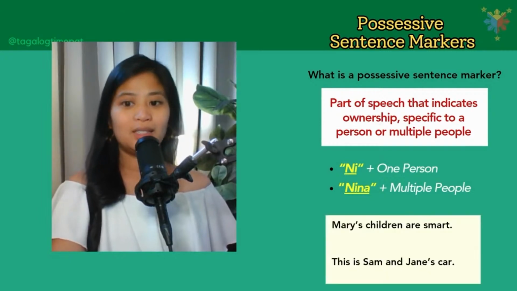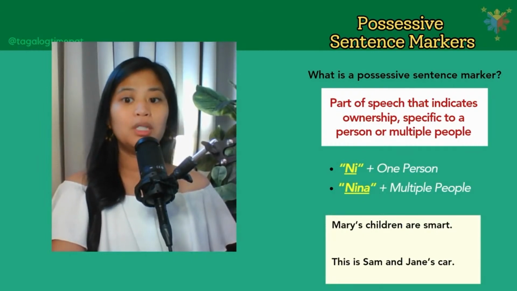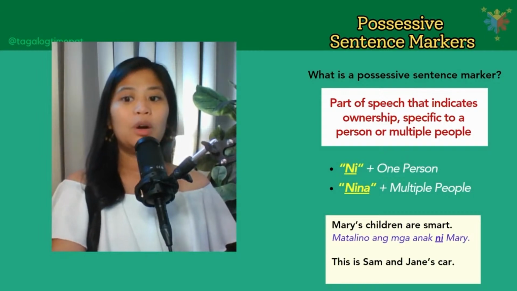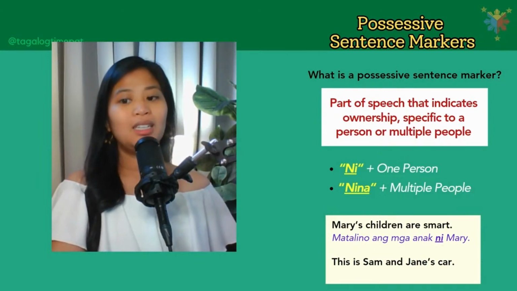So take a look at this. Mary's children are smart. So it's just one person. It's Mary. It would be matalino ang mga anak ni Mary. So this is the same sentence structure. It's the adjective, then it's the word ang, then it's the object. And instead of a pronoun, now we're adding someone's name. And in order to do that, we have to use this possessive sentence marker, ni, because it's just one person. Matalino ang mga anak ni Mary.